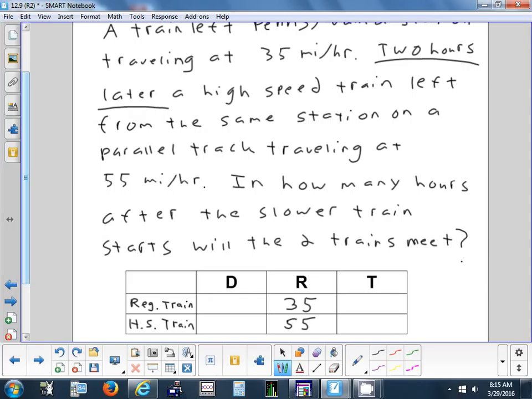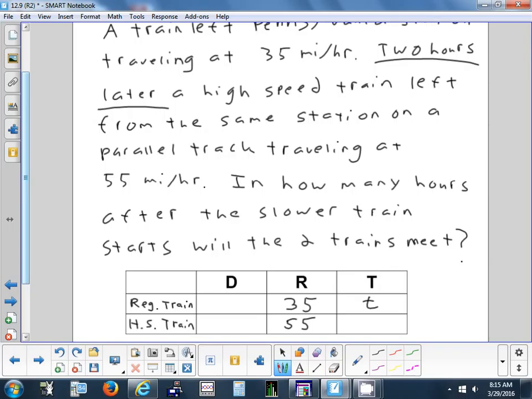Let's say, do we know how long either train has traveled right now? Like one of them traveled 6 hours, one of them traveled 4 hours? Do we know that yet? No. So since I don't know how long the regular train has been traveling, what letter could I use to represent the time the regular train has been traveling? R. You want to use R for time? I mean, no, T. T, yeah. Let's call this T. The regular train has been traveling a certain amount of time, but we don't know how long.